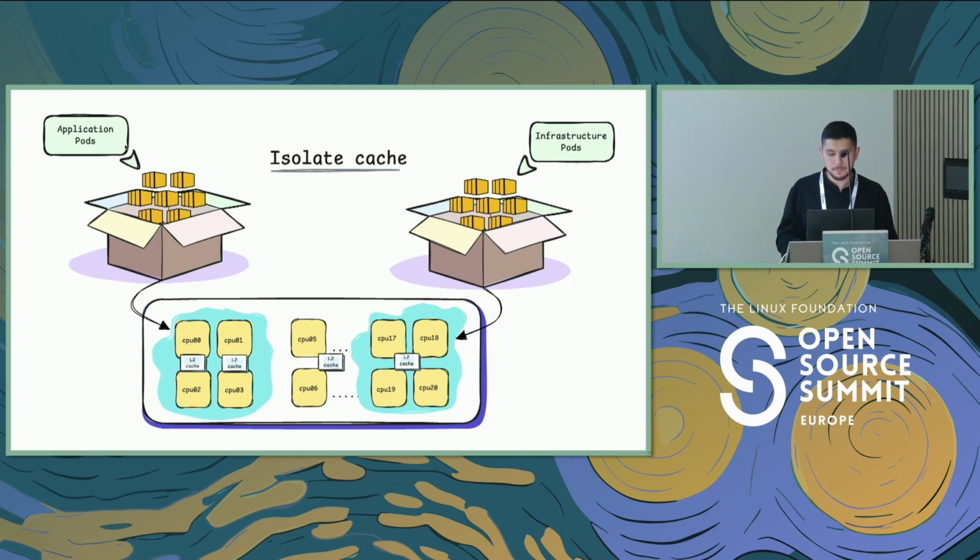L2 cache? And what we want to do, visually, if you want to imagine, is that let's say we have 4 cores that we need for the application pods and 4 cores that we need for the infra. And then there are L2 caches. We basically want to isolate them so that they do not share the caches between each other.